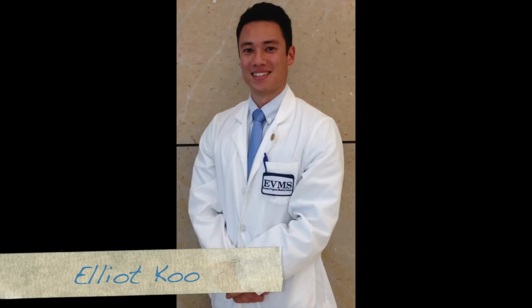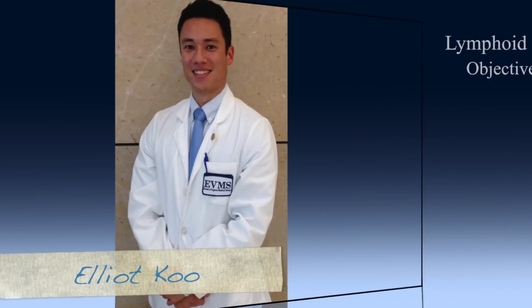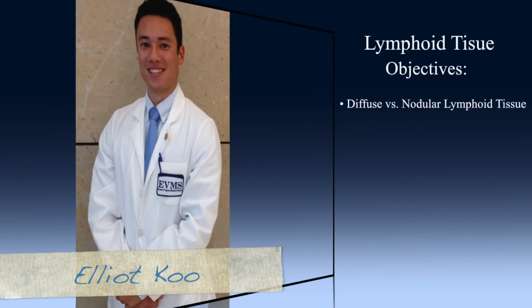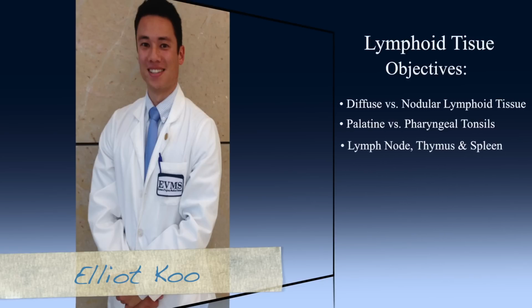Today I will discuss the histological events of the lymphatic system. Together, let's 1. Differentiate diffuse and nodular lymphoid tissue, 2. Recognize common and distinguishing features of palatine and pharyngeal tonsils, and finally 3. Recognize common and distinguishing features of a lymph node, thymus, and spleen.